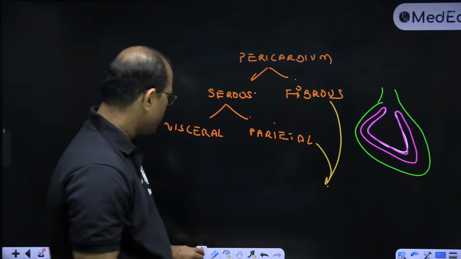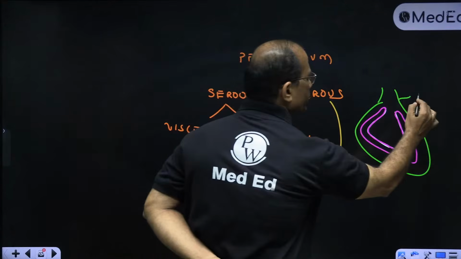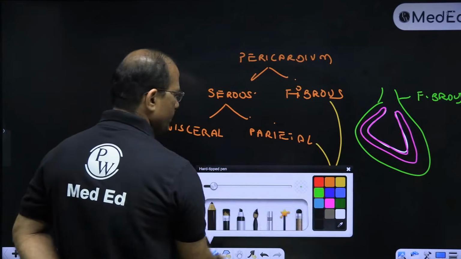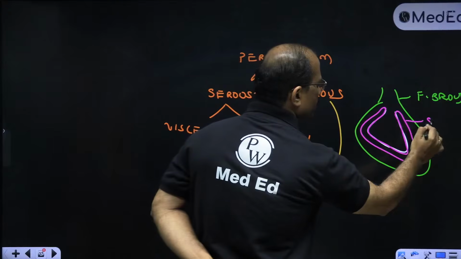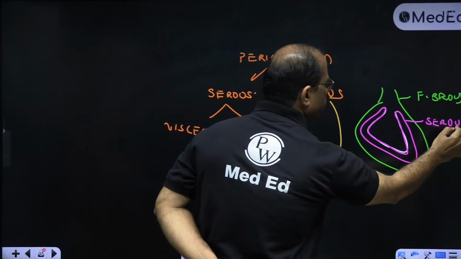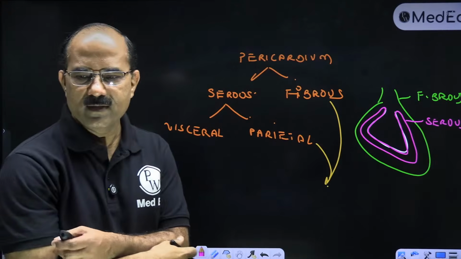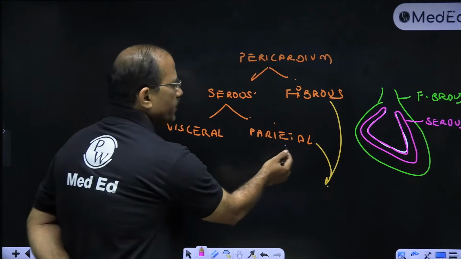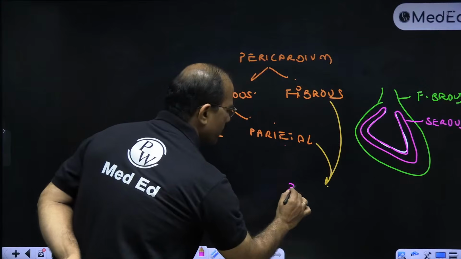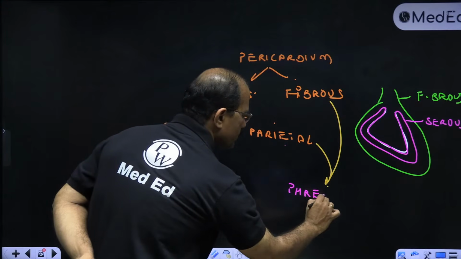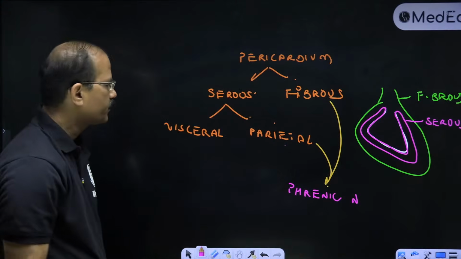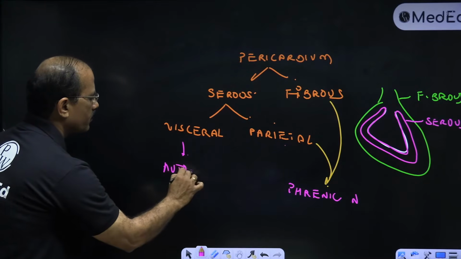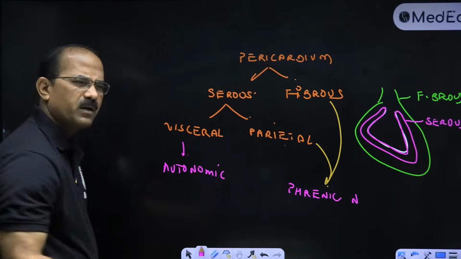So this is the fibrous pericardium. Did you understand this, children? This is fibrous and this is serous. Serous has two layers, parietal and visceral. So the parietal layer of serous pericardium and the fibrous pericardium are supplied by the phrenic nerve, and the visceral is supplied by the autonomic. Autonomic means sympathetic and parasympathetic.